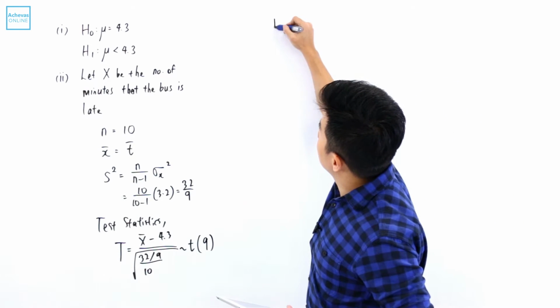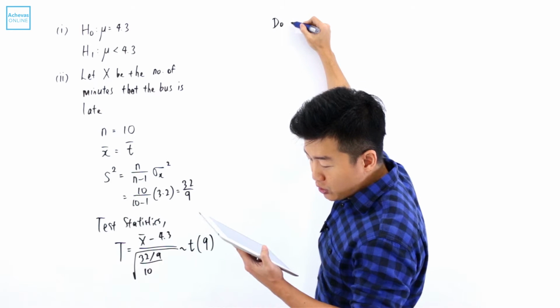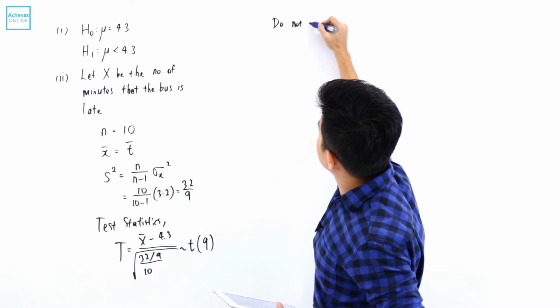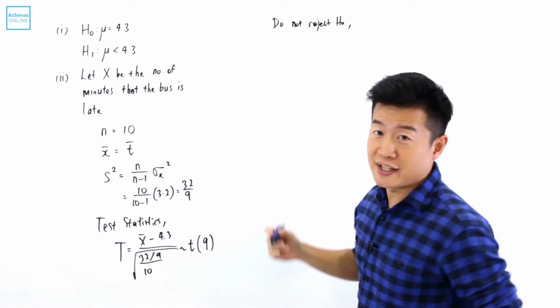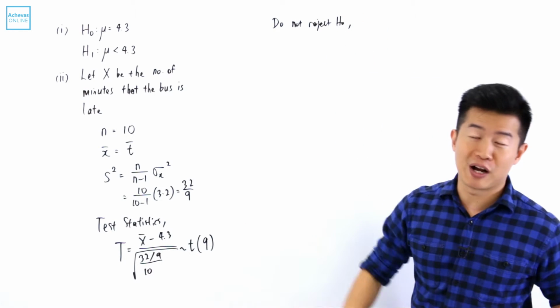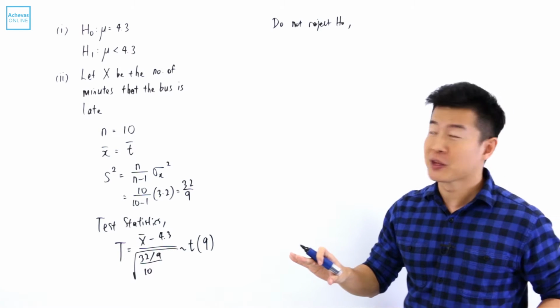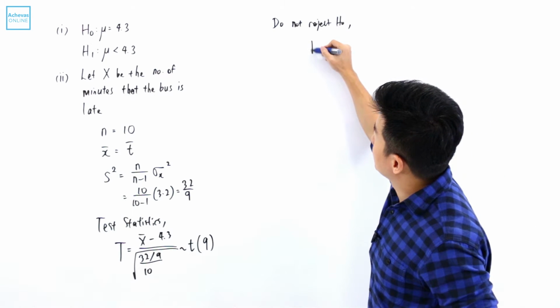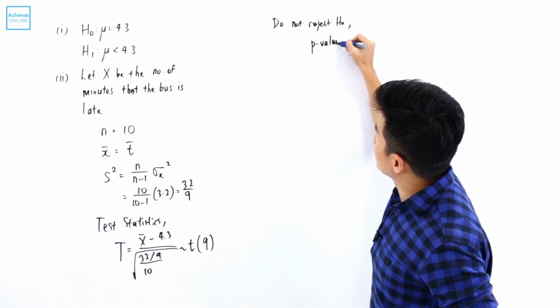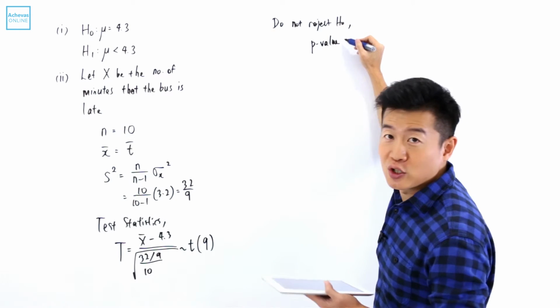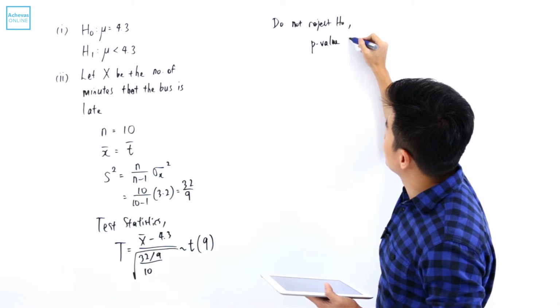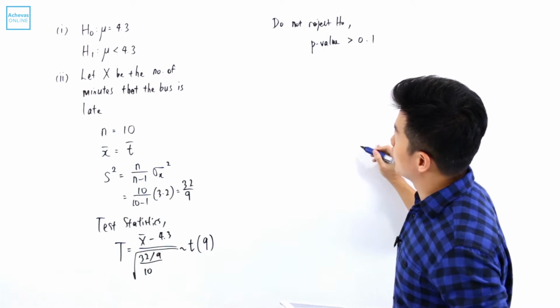And what is given to me by the question is that I do not want to reject H0. And to do this, my suggestion is to go back to our p-value. To not reject H0, I will make sure that the p-value is going to be bigger than the level of significance. The level of significance here we are talking about is 10%. So this is going to be bigger than 0.1.